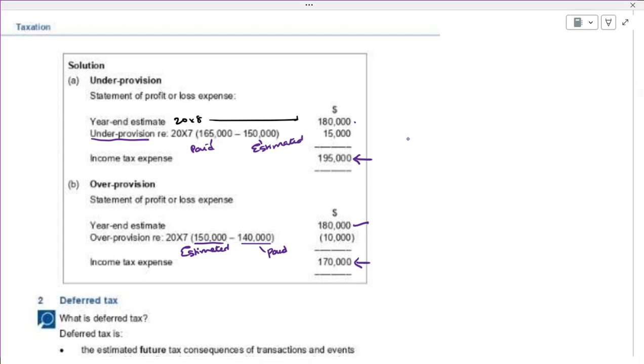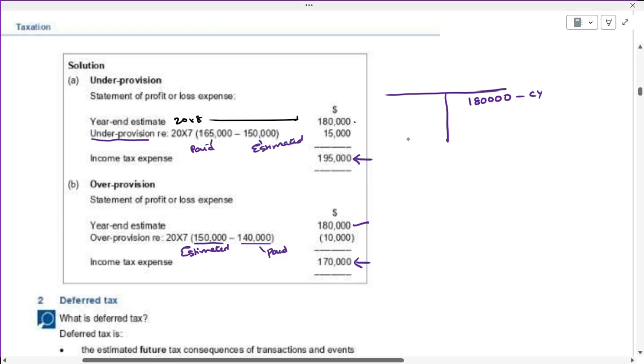Can you explain? See the thing, okay? I will put it in a T form. How much have we estimated? 180. This is the current year.